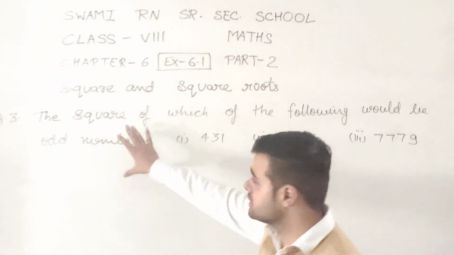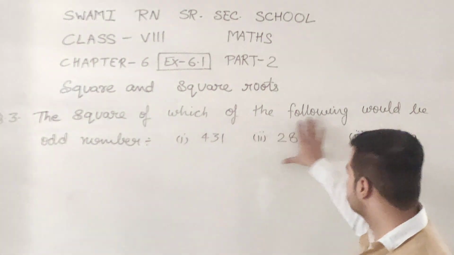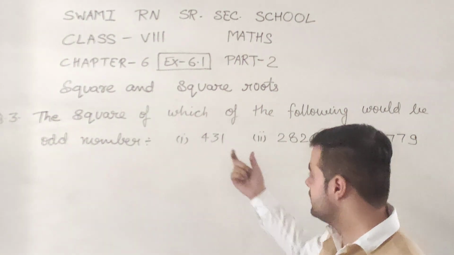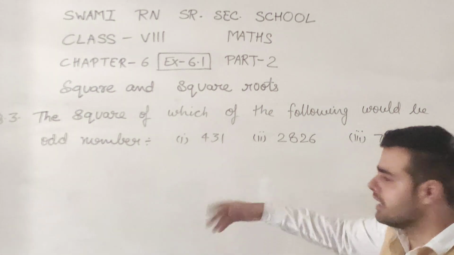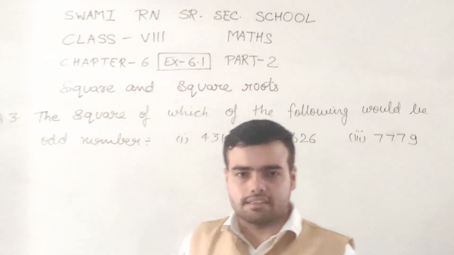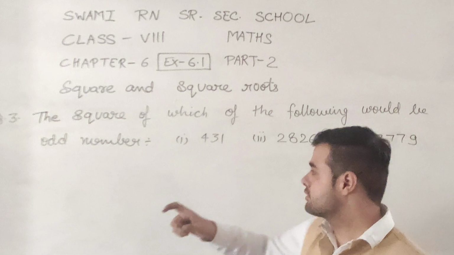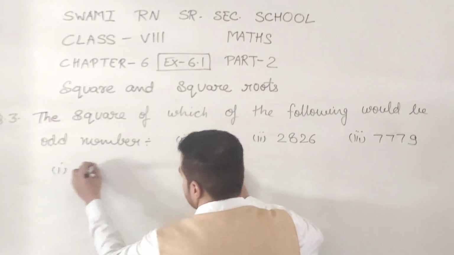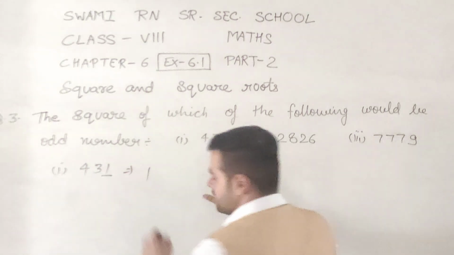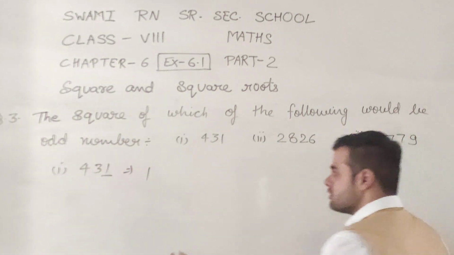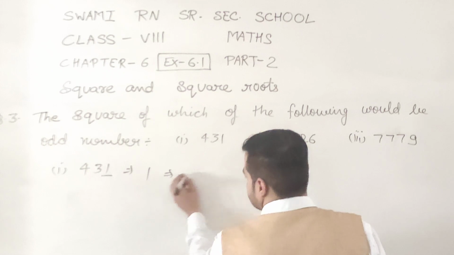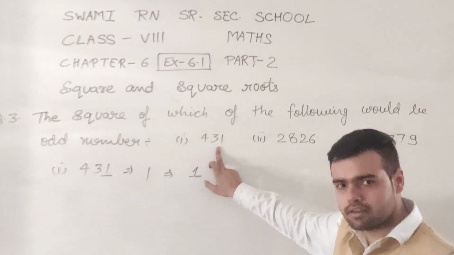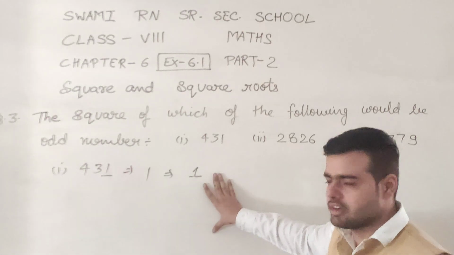Now we will discuss question number 3: the square of which of the following would be an odd number. In this question we have to find which number's square is an odd number. As we know the property of squares, if the unit place digit is odd, for example the first one, 431, the unit digit is 1, and the square is also 1, which is an odd number. So the square of 431 is also an odd number.